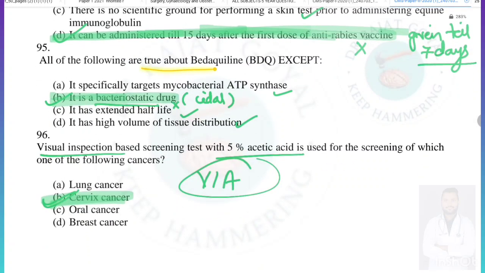All the following are true about the bedaquiline except. So for bedaquiline, we know that it is an ATP synthase inhibitor. It specifically targets the mycobacterial ATP synthase. This is true. It is a bacteriostatic. No, this is not true. It is a bactericidal drug. So answer here will be B. It has the extended half-life. This is true. It has high volume of tissue distribution. This is also true. So answer here will be B.